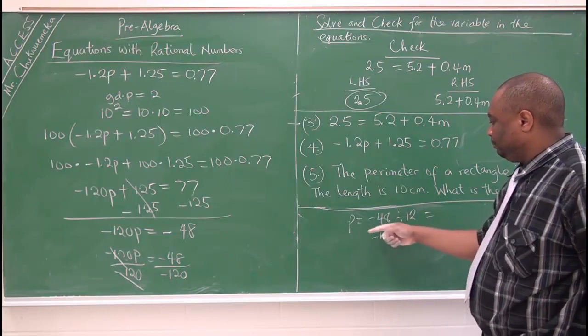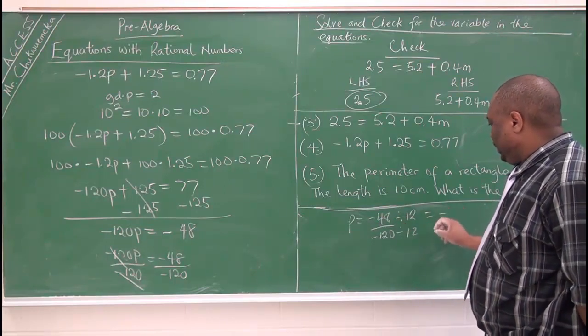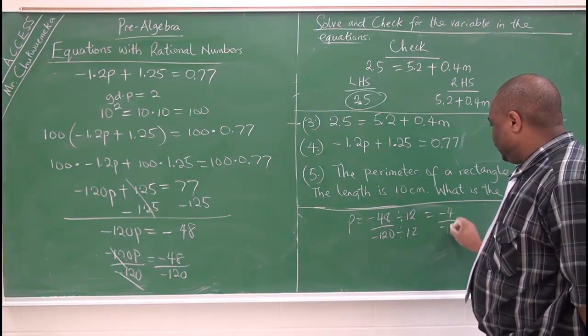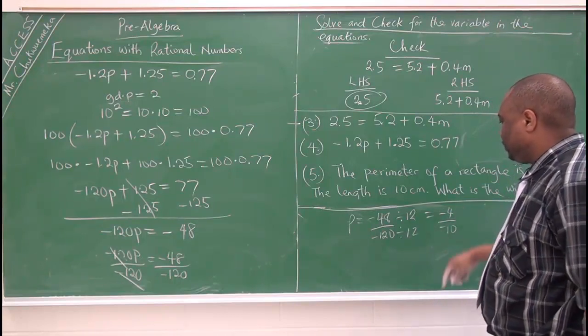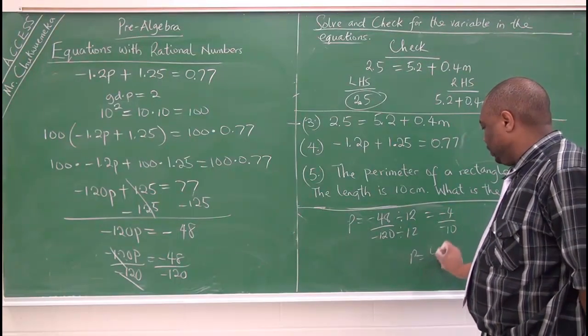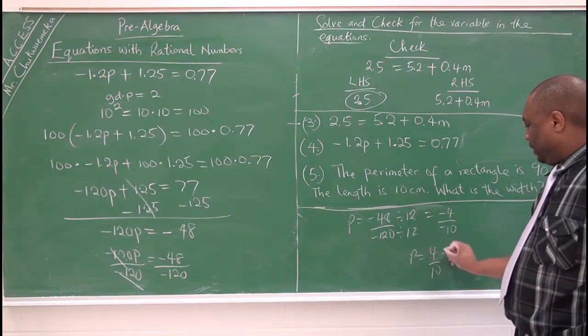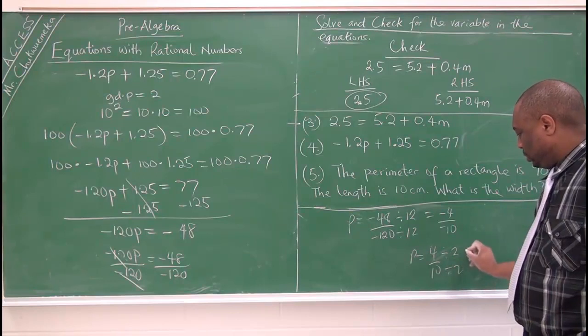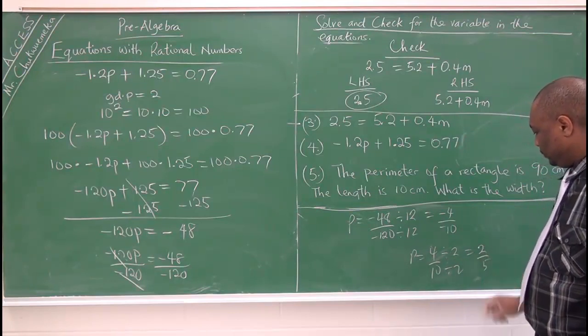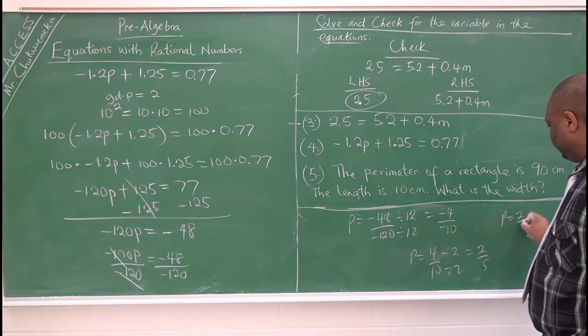This will be negative 4 over negative 10. And of course, these two negatives, you can just leave it. So you have 4 over 10. Negative divided by negative is positive. And then you divide by 2. This will give you 2 out of 5. So our p is 2 out of 5.